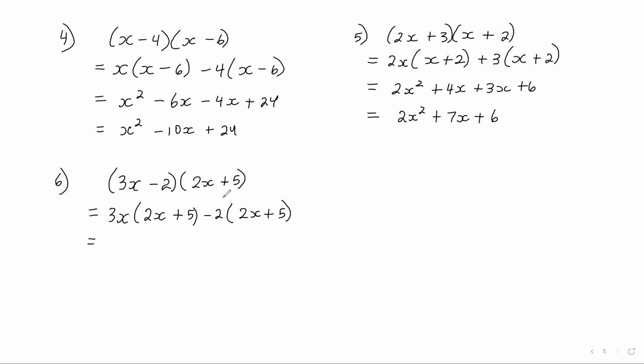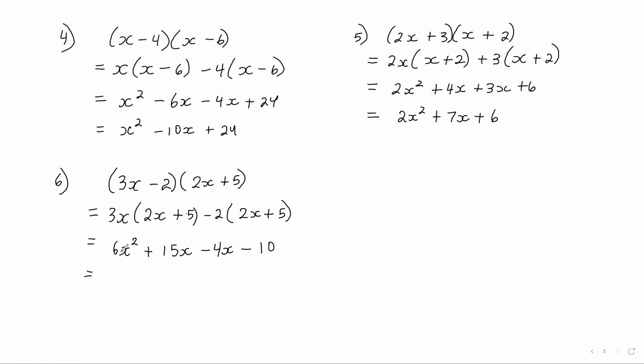And now I expand my brackets because I know how to do that quite well. So 3x by 2x, you say 3 times 2 is 6, and x times x is x squared. 3x times 5 is 15x. And now minus 2 by 2x will be minus 4x. And minus 2 by plus 5, a minus by a plus is a minus, so that'll be minus 10.